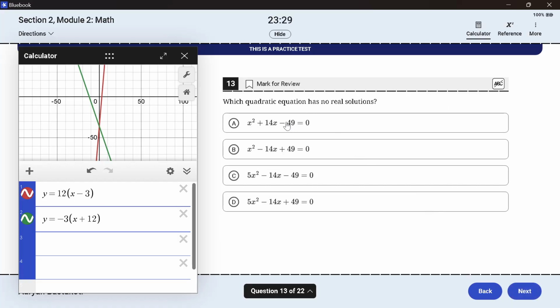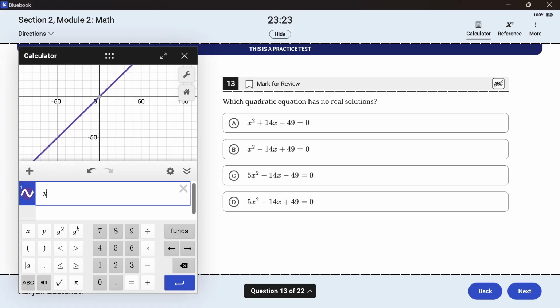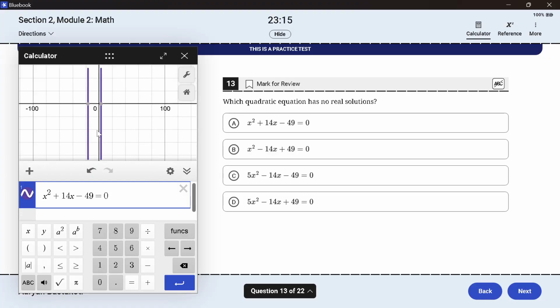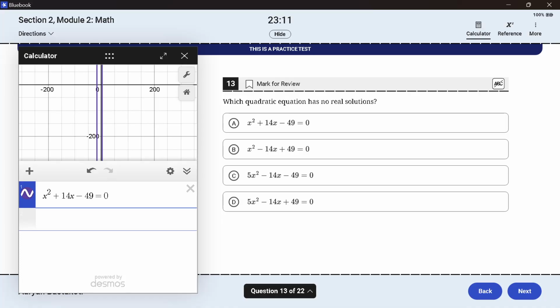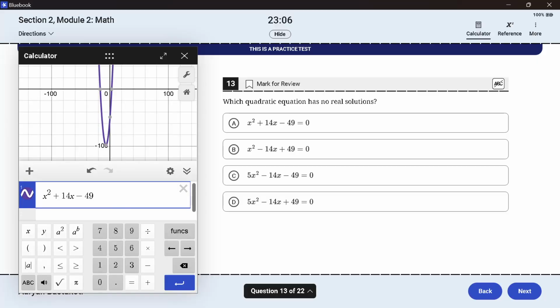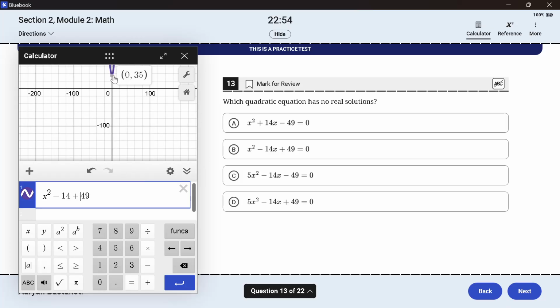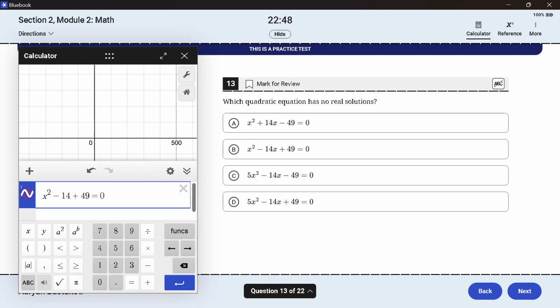Which quadratic equation has no real solution? Again, you could do it in Desmos most easily. x squared + 14x - 49 = 0. This does have a solution. Let's not do it 0. Oh yeah, this equation does have a solution, so this one is not the answer. If I change this and this, this does not have a solution. So if this would disappear if you were to do this equals to 0. So B is the right answer.